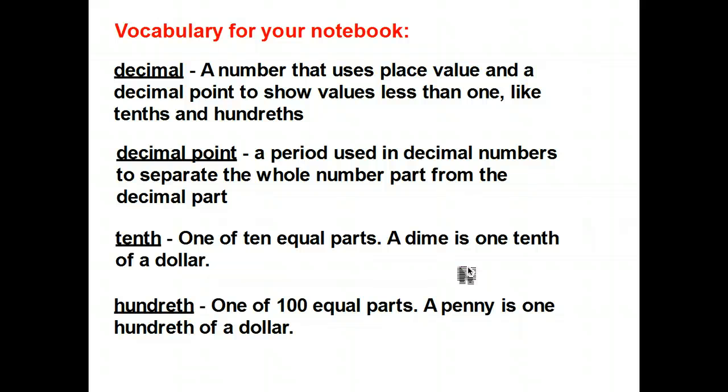A tenth is one of 10 equal parts. A dime is 1/10 of a dollar. And finally, a hundredth. A hundredth is one of 100 equal parts. A penny is 1/100th of a dollar. So you'll want to hit pause and get that in.